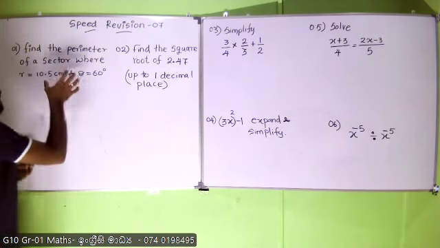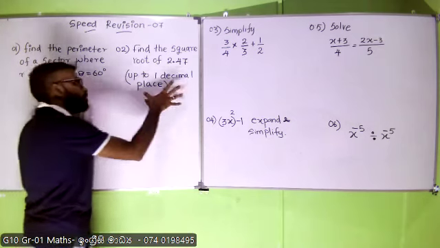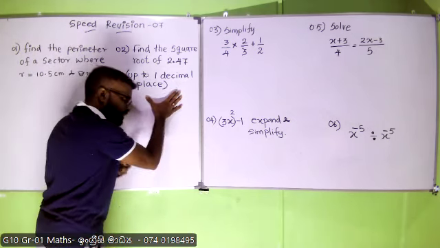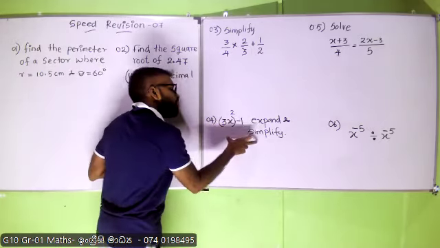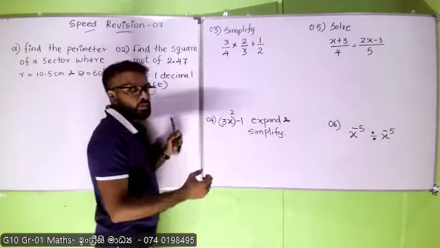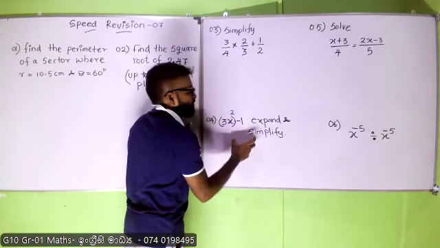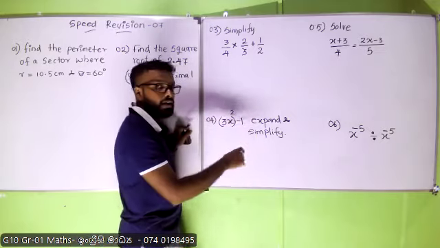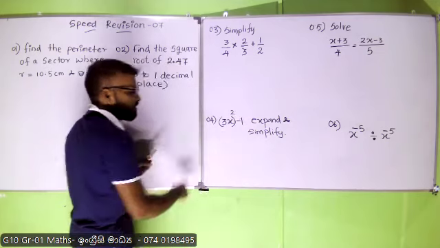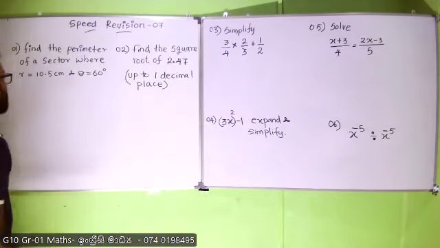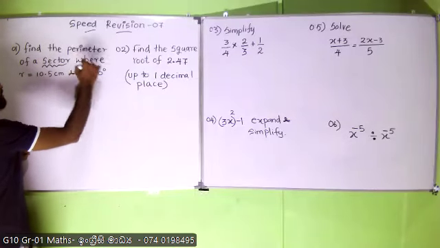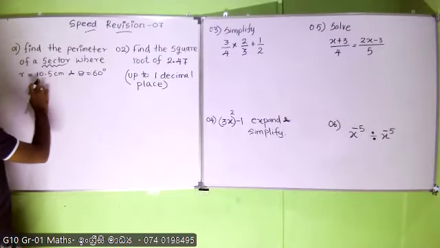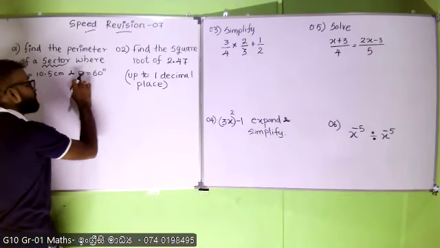This is from the perimeter lesson. This is from the square root lesson that we have already finished. And this is also a kind of binomial expression, but you have to use your grade 9 knowledge as well to do this one, factorization as well. So find the perimeter of a sector where radius equals 10.5 centimeters and theta.